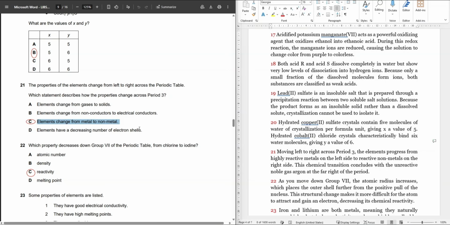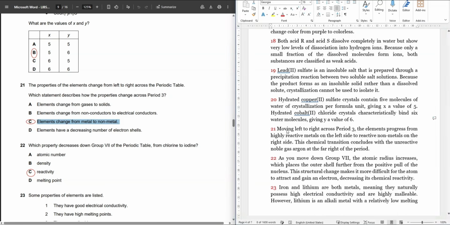So what's the logic behind this? Moving left to right across period 3, the elements progress from highly reactive metals on the left side to reactive non-metals on the right side. This chemical transition concludes with the unreactive noble gas argon at the far right of the period.